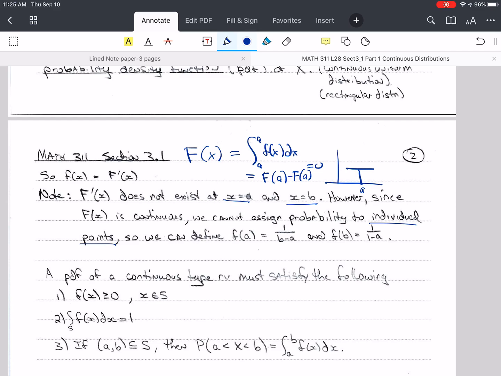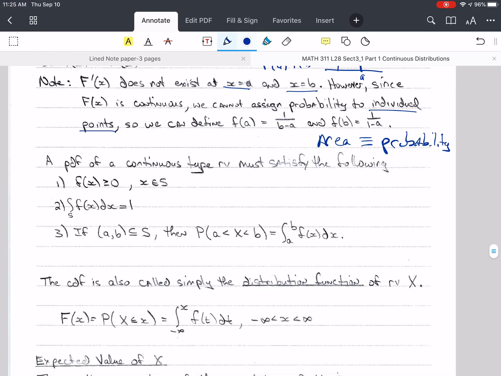So area and probability are synonymous in this section where we talk about continuous random variables. Area is equivalent to probability. And this is a concept you need to quickly grasp to be able to do these types of problems easily. All right.